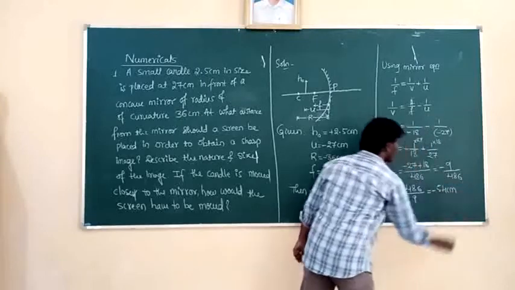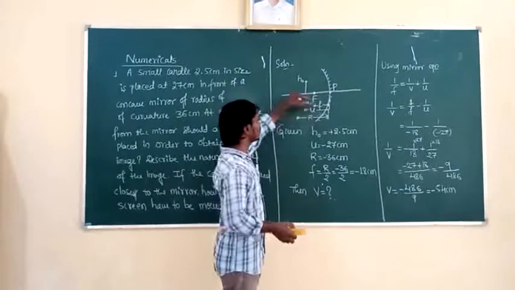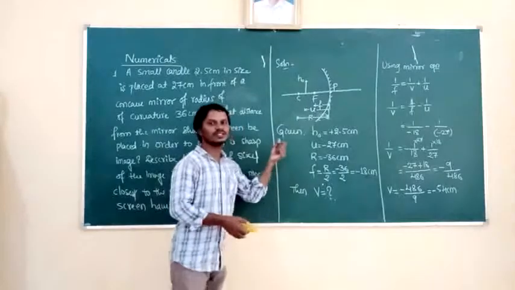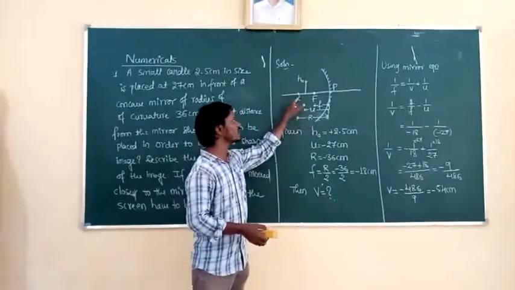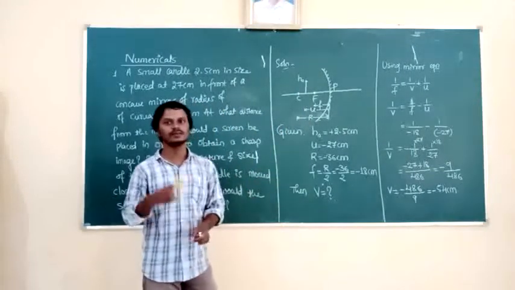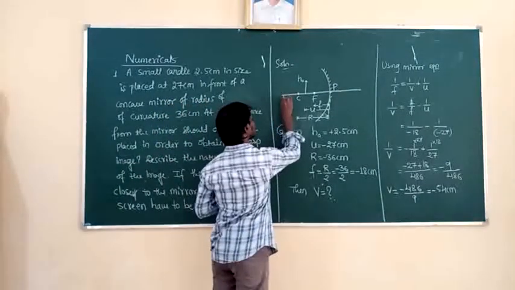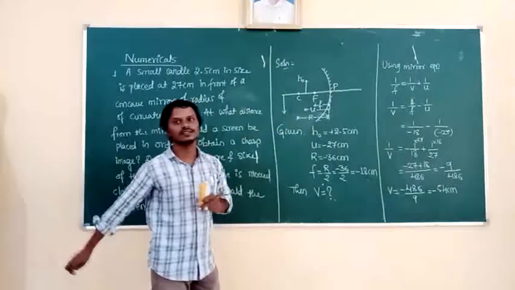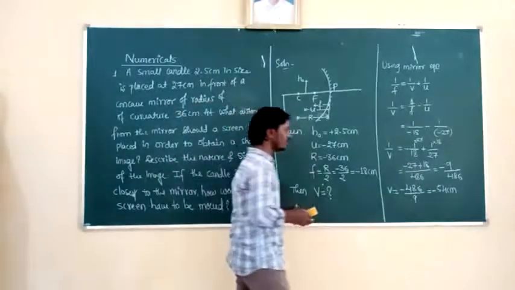So where do we have to place the screen to get the sharp image here? From the pole at a distance of 54 centimeter. That means, where is the image found? The image is found beyond C because the image distance is greater than the radius of curvature. Radius of curvature is 36, but the image distance is how much? 54. So the image is found beyond the center of curvature.